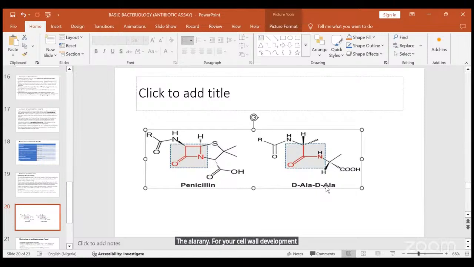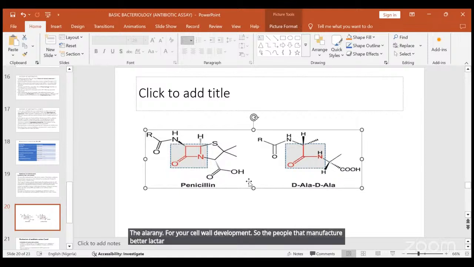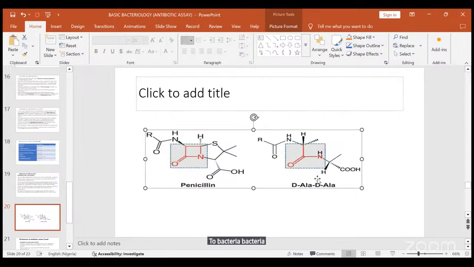So the people that manufacture beta-lactams, for example penicillin, look at this structure. They now mimic this structure, so that when it comes to the bacteria, it will think that it is D-alanine.